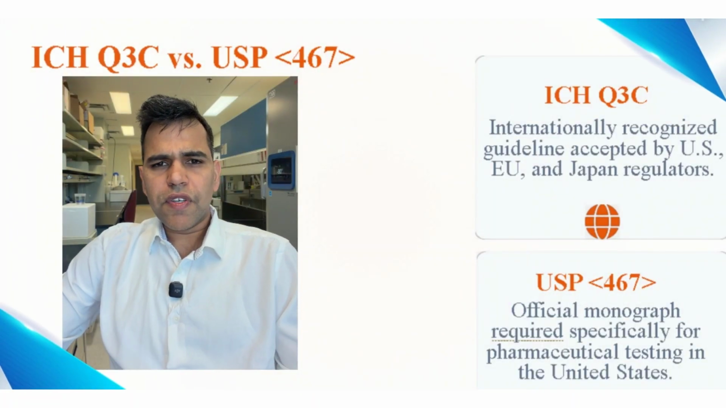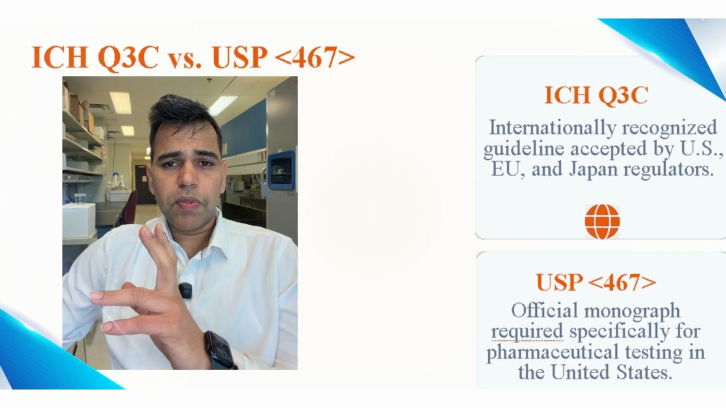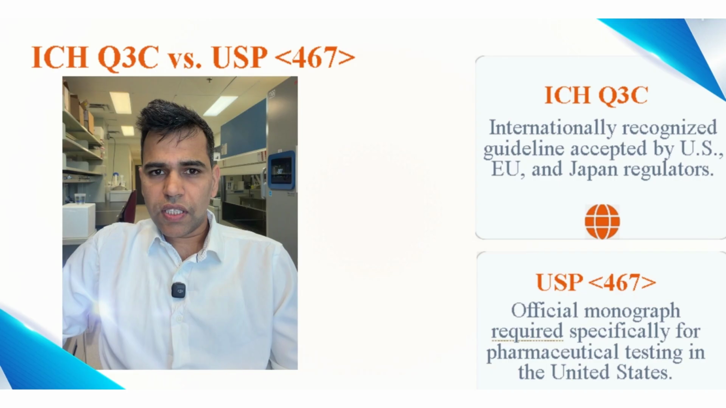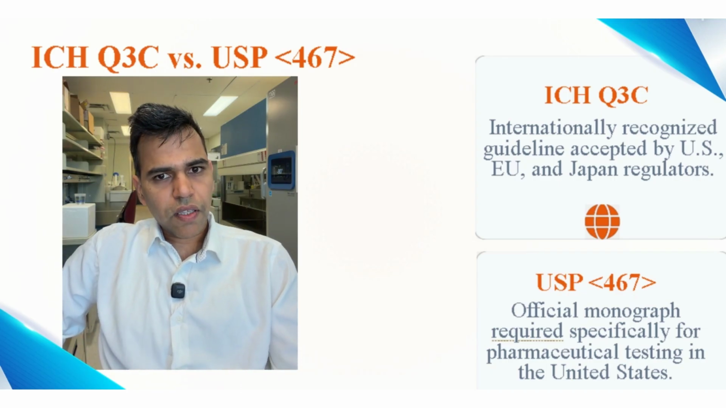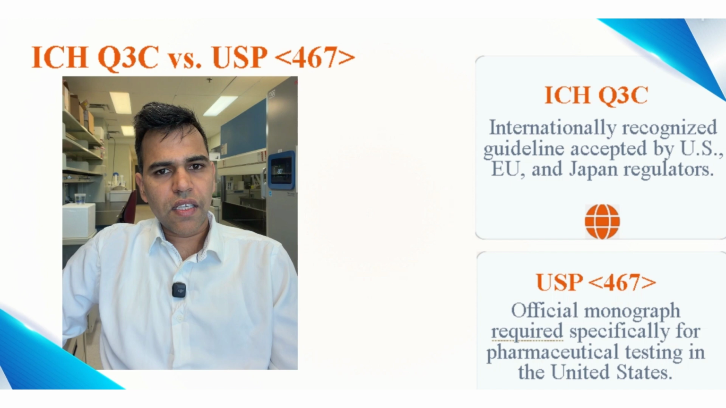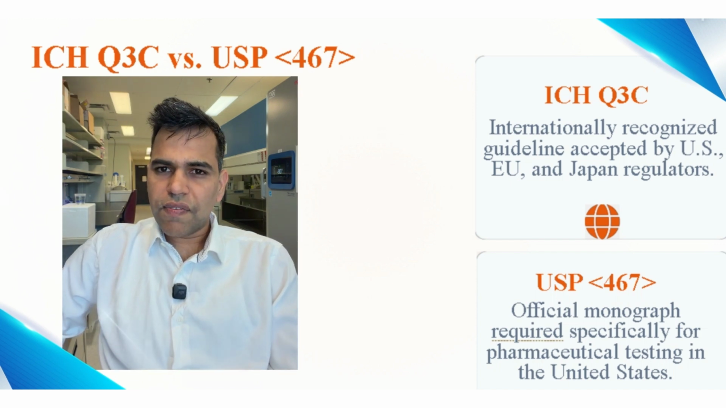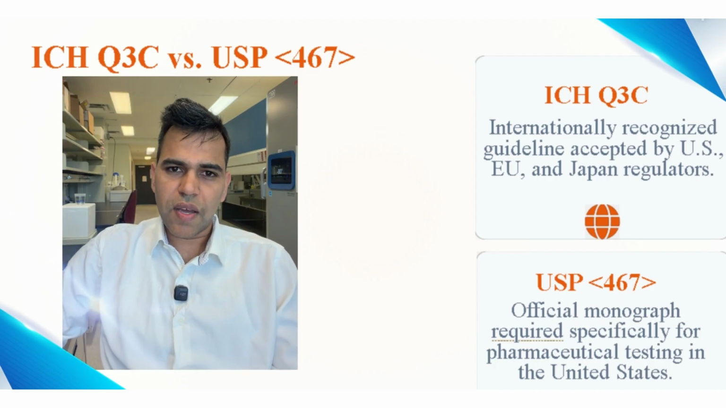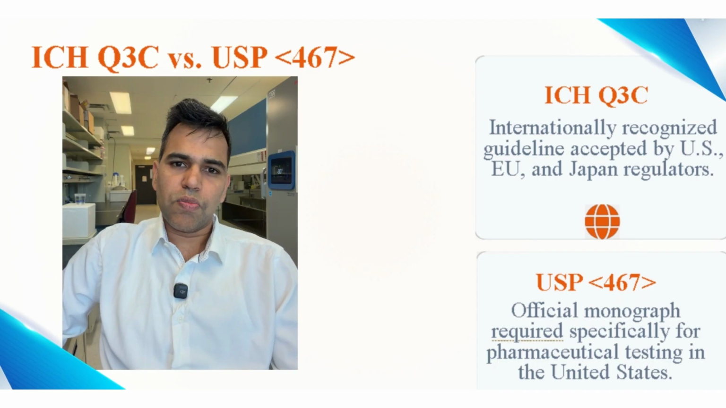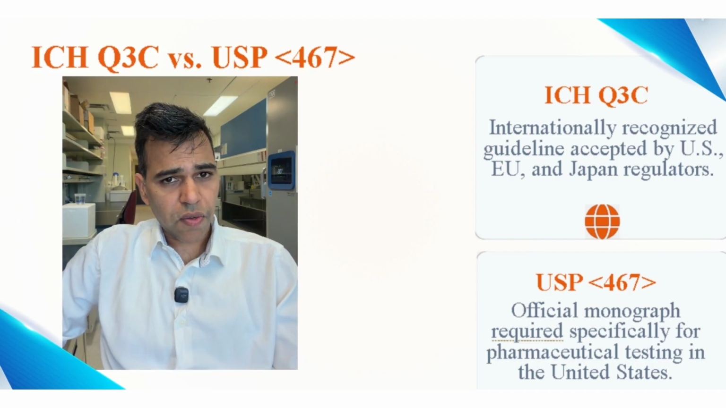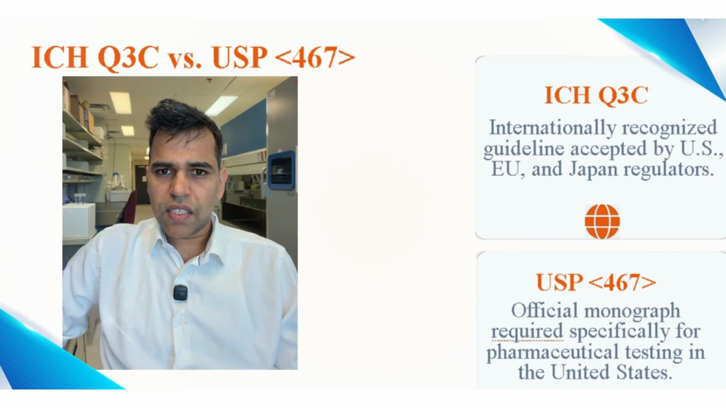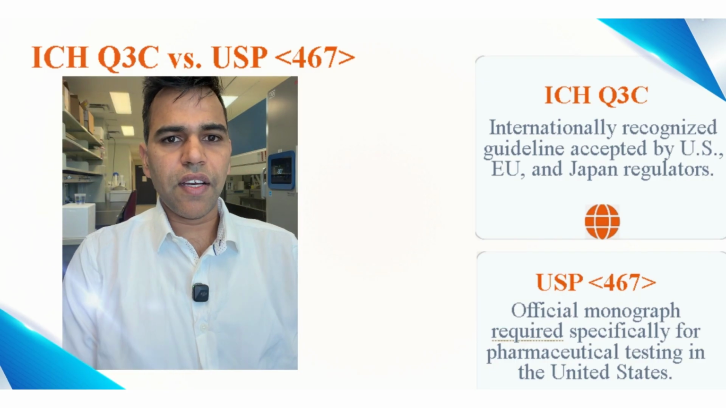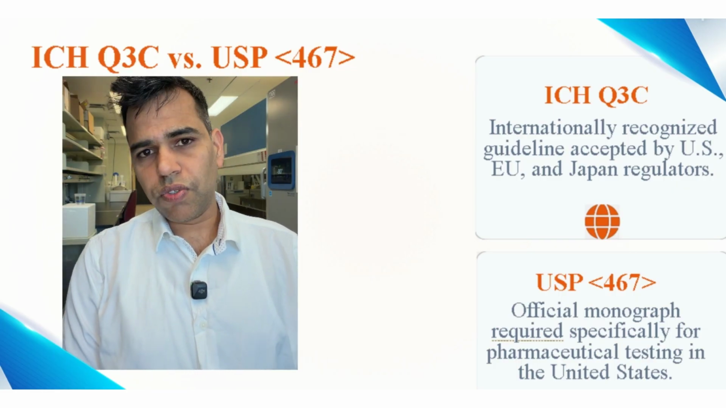Now, let's talk about the difference between ICH Q3C and USP Chapter 467. Many teams get confused between ICH Q3C and USP 467. The simple way to understand this is ICH Q3C defines the limits, while the USP 467 general chapter defines how the testing should be done, especially for United States submissions. So in real projects, both must be followed together. Ignoring this difference can create serious compliance issues.